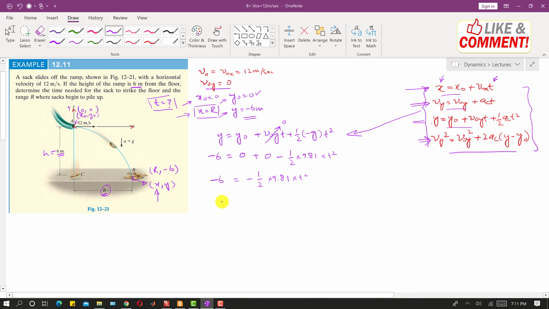So t squared will be equal to, this will become positive, and then we will write that this is 2 into 6 divided by 9.81, and we will take the square root. So this will give us the time required for the sack to reach the ground. So t comes out to be 1.11 seconds.